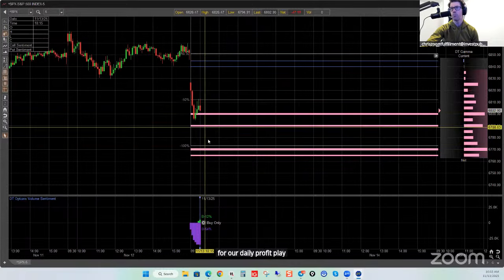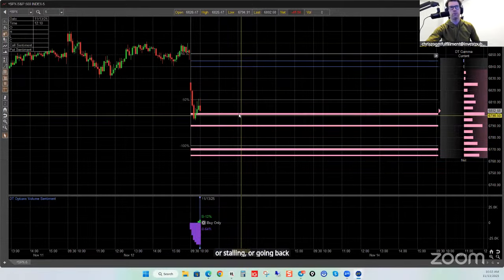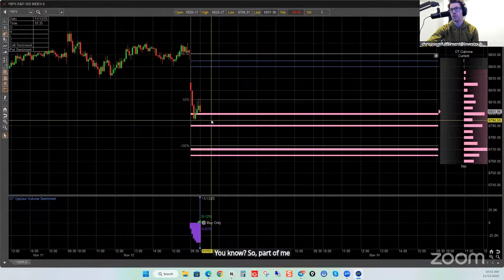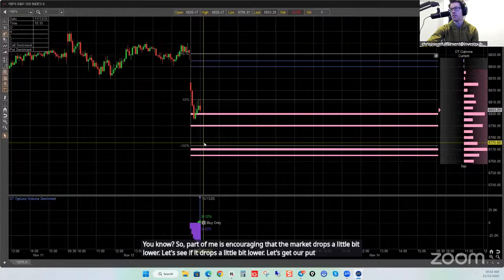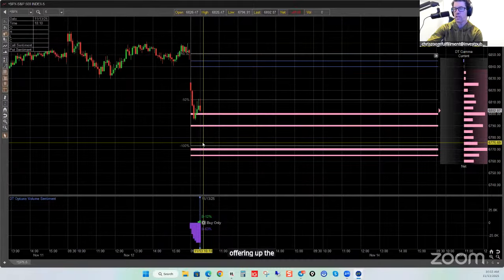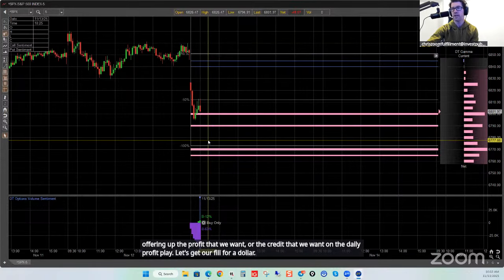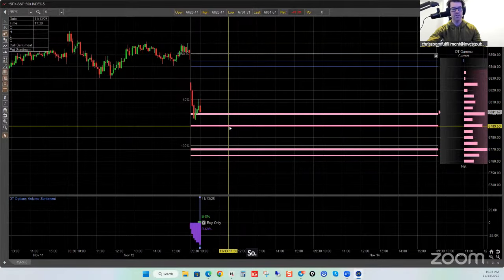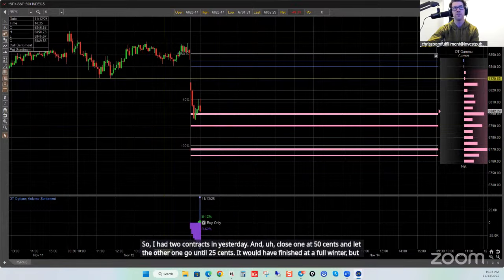But if it's pushing down here slow and steady, or stalling or going back up, then our daily profit play gets filled for profit. So part of me is encouraging that the market drops a little bit lower. Let's get our put side offering up the credit that we want on the daily profit play. Let's get our fill for $1 and see if we can manage a very simple 30, 40, 50 cents out of it. I had 2 contracts in yesterday and closed one at 50 cents and let the other one go until 25 cents. It would have finished as a full winner, but that was 2 nice wins yesterday.